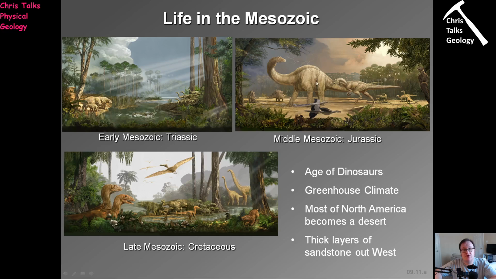In terms of what we've got going on in the Mesozoic, obviously we have the age of the dinosaurs. It's a greenhouse climate, so it's very, very warm, as I mentioned earlier. Most of North America becomes a desert, once again, very advantageous if you are a reptile. And we see, obviously, the result of this, very thick layers of sandstone forming, especially in the western US.